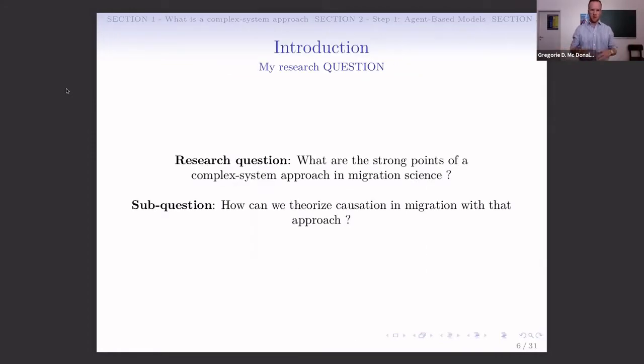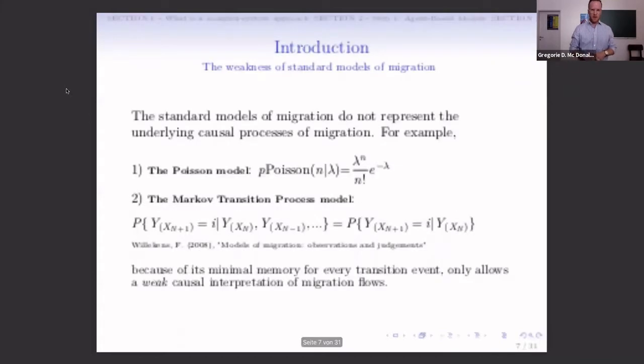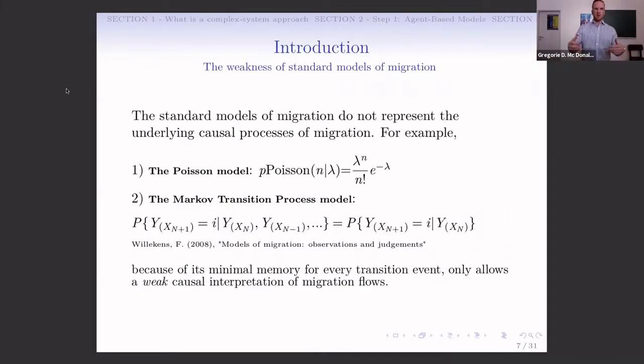So the research question that I put forward is the following. What are the strong points of a complex system approach in migration science? And the sub-question: how can we theorize causation in migration with that approach? So let me first introduce the general problem with causation in the science of migration.